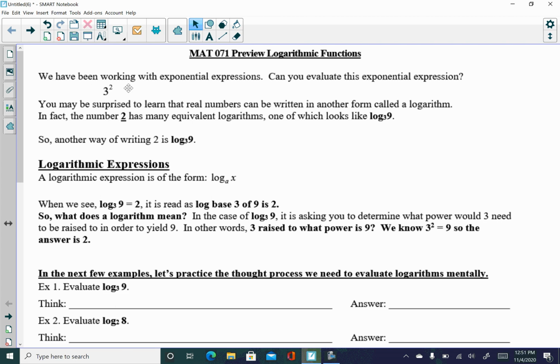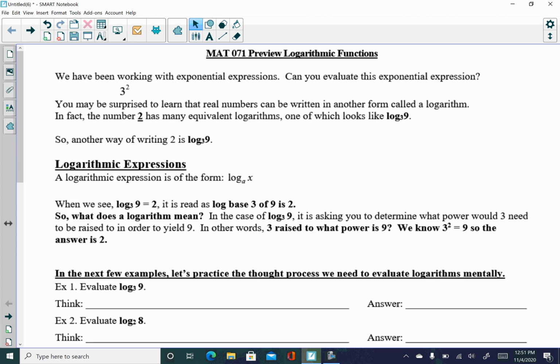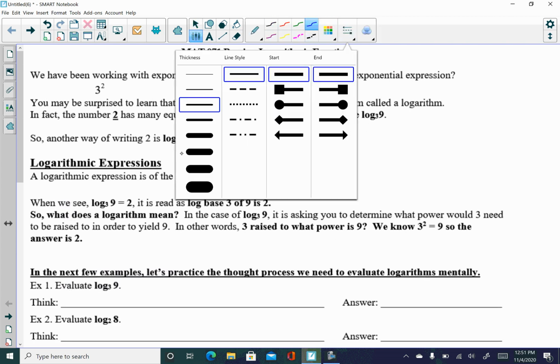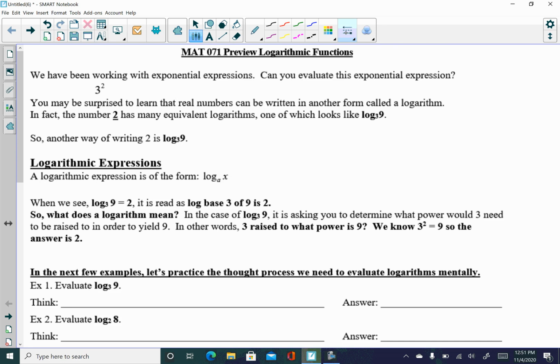And I say, well, you might be surprised up here to learn that another way to write 2 is actually log base 3 of 9. That's what I have right here. Oops, I need to get my pen, don't I? And I'm going to talk us through how does that work down here below.